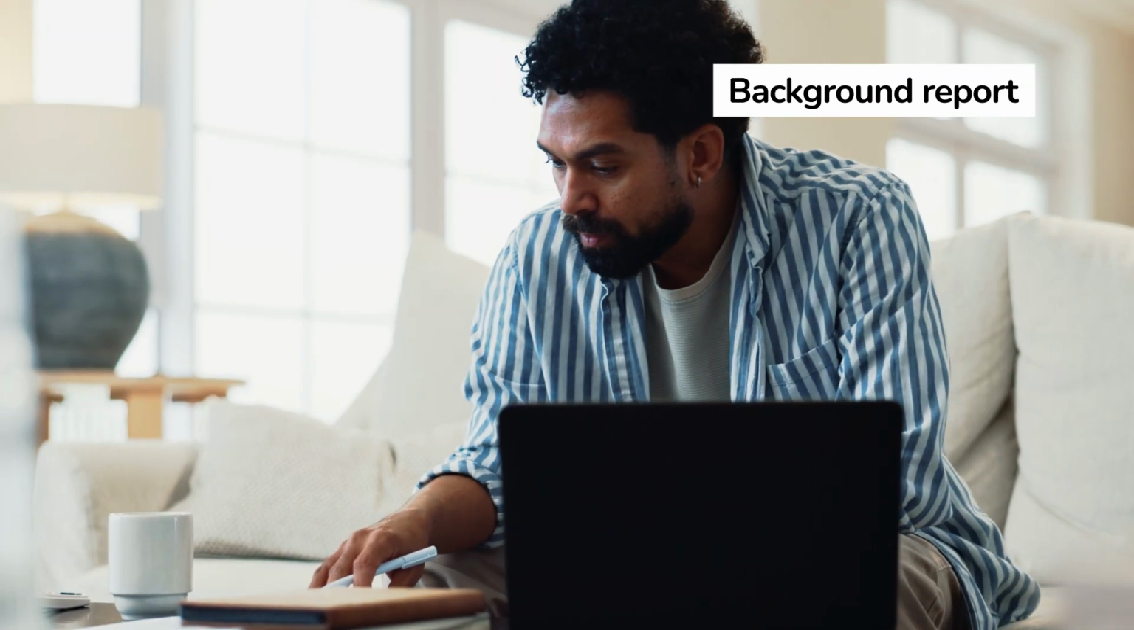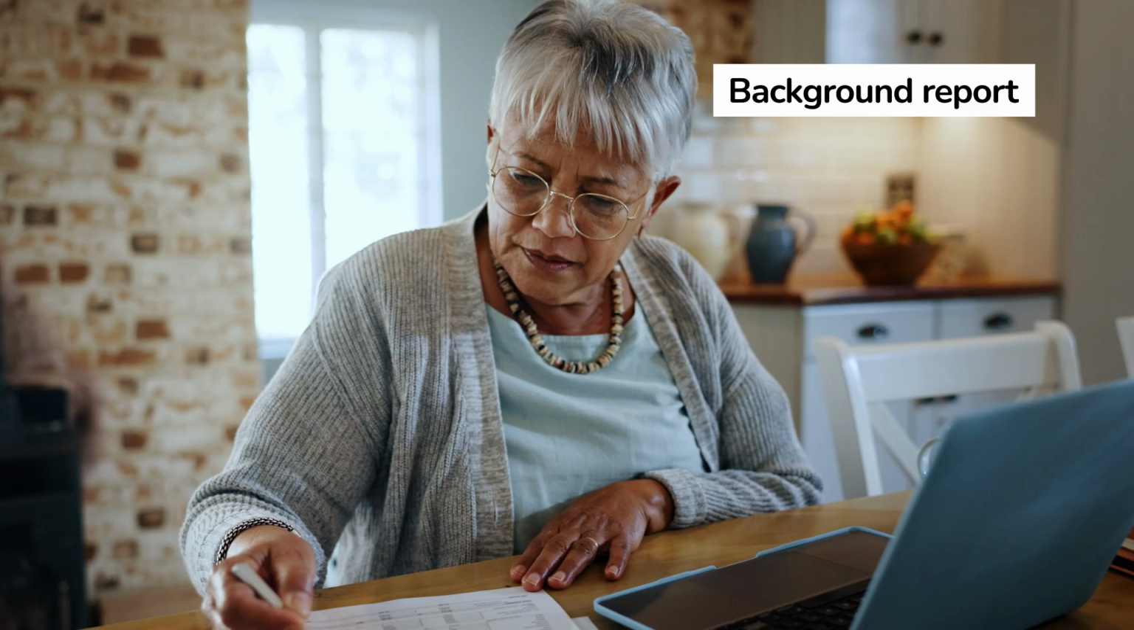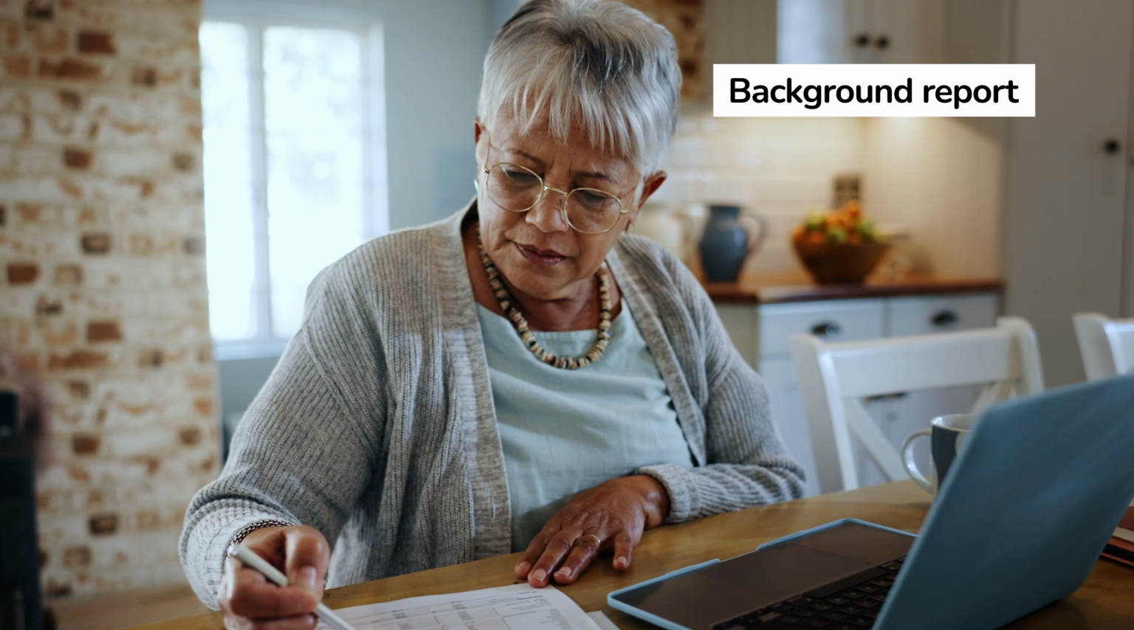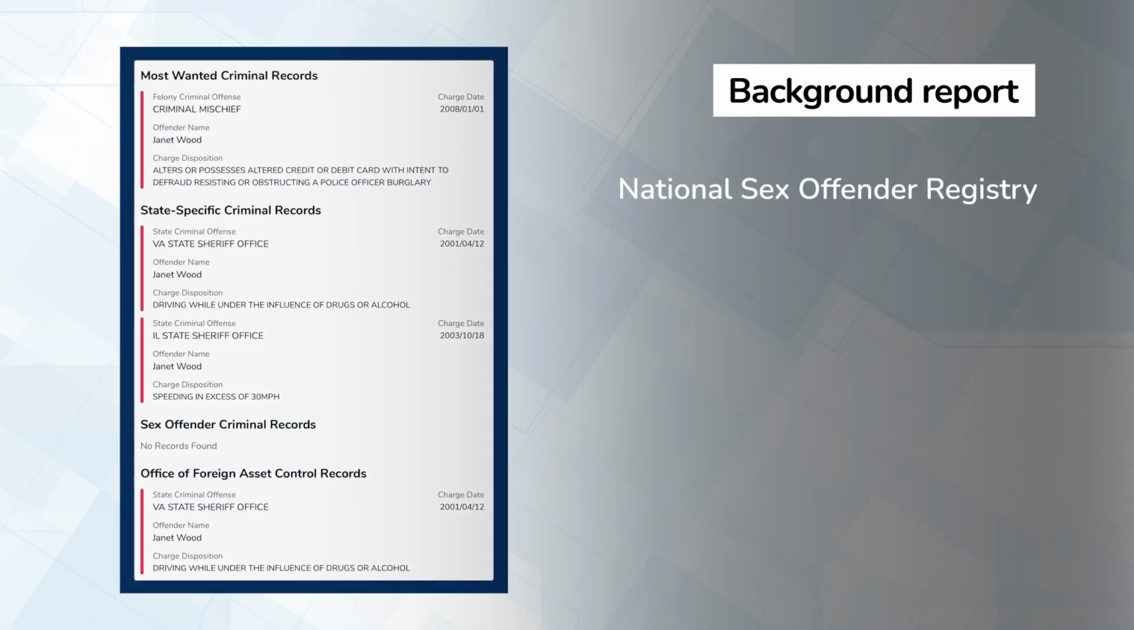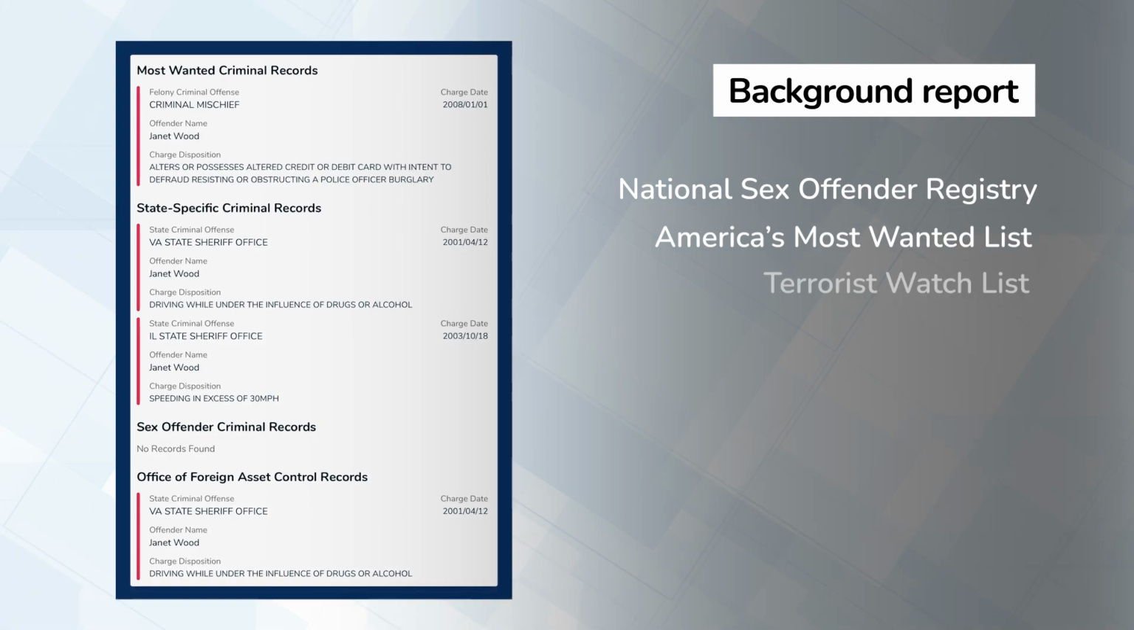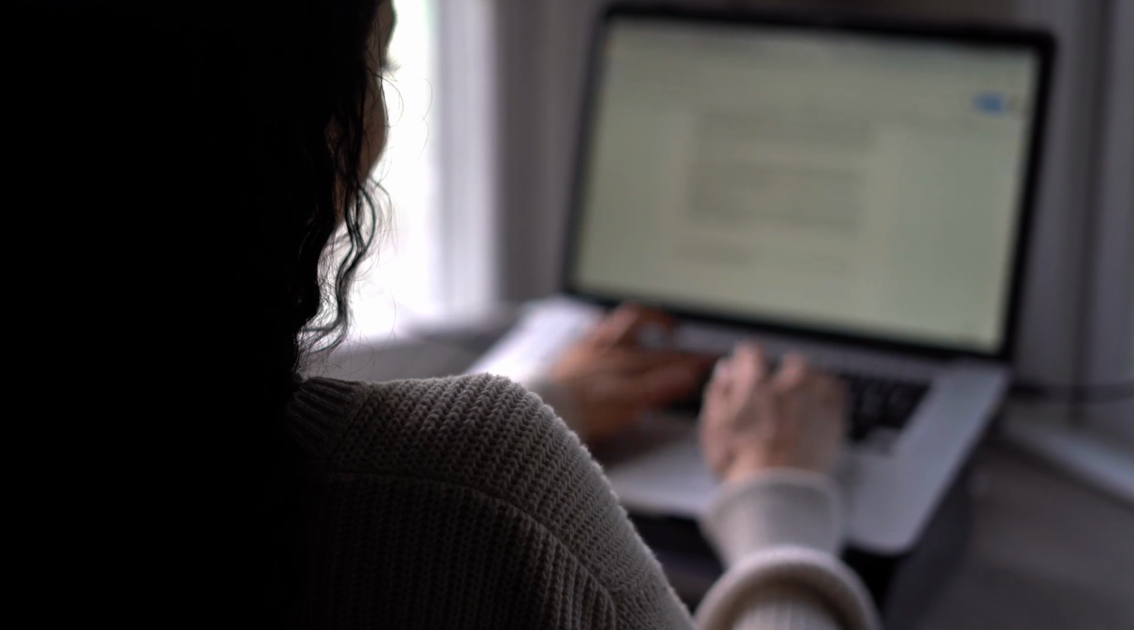A background report will cross-reference federal and state databases to determine if the renter has a criminal history. This includes the National Sex Offender Registry, America's Most Wanted list, and the Terrorist Watch list. This information gives the landlord a better understanding of previous felonies and misdemeanors on an applicant's record. While this should not be the only factor in your decision-making, it is an evaluation point that provides a full picture of your applicant's history.